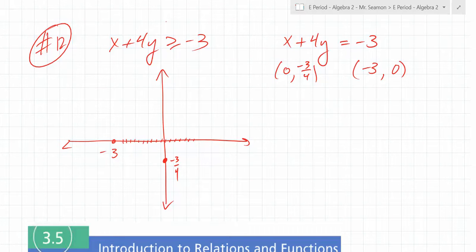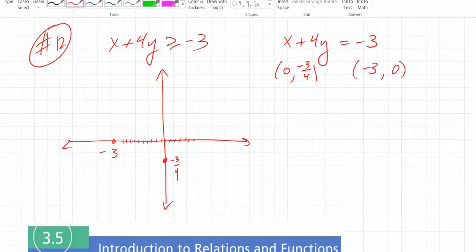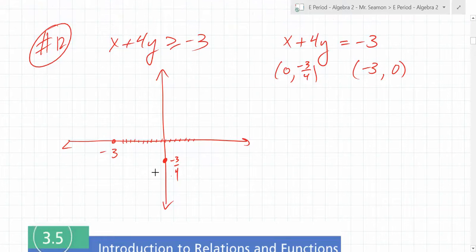So I now connect those 2 points. I draw your line. What are you going to end up with? Something like this? Is it going to be solid or dotted? Solid. What point do I like to test? 0, 0. Is 0 plus 0 greater than negative 3? It is. So we shade.